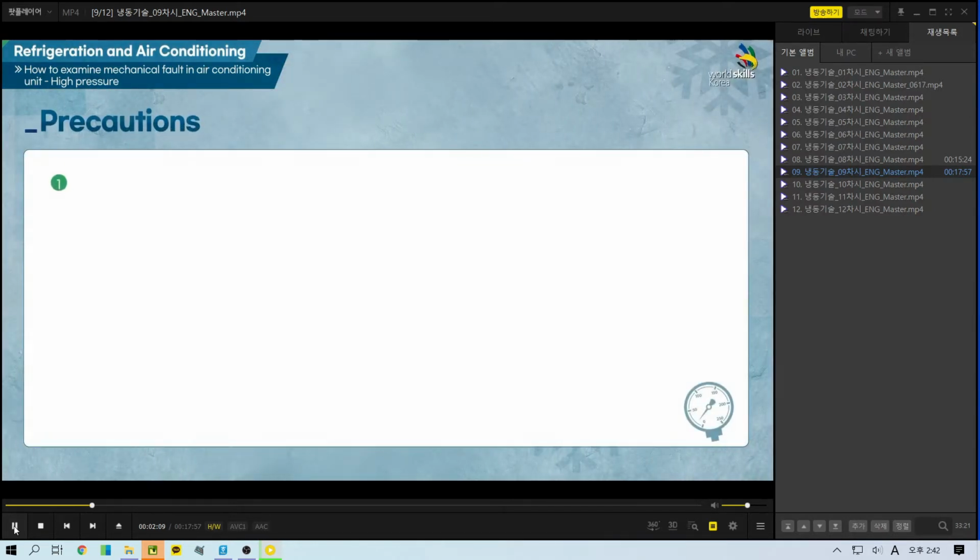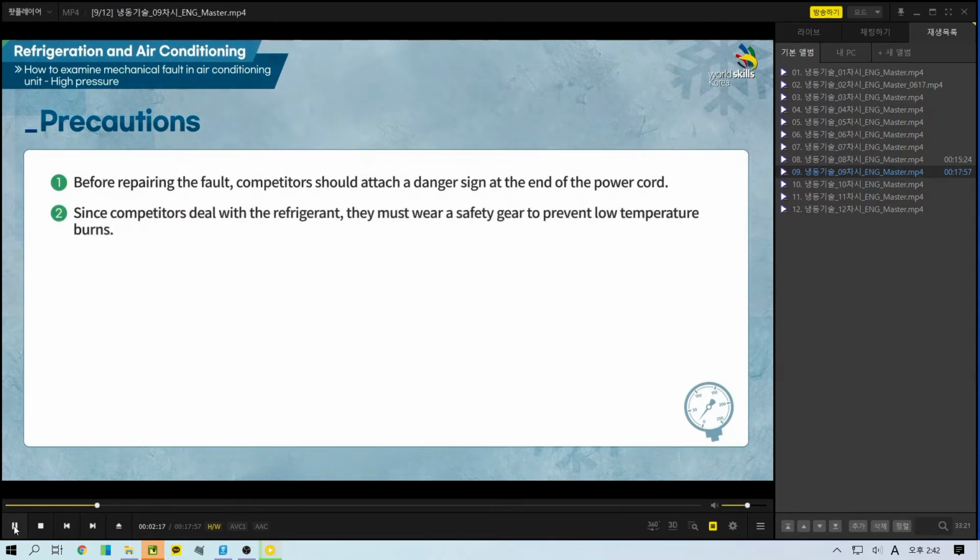These are precautions. First, before repairing the fault, competitors should attach a danger sign at the end of the power cord. Second, since this work deals with the refrigerant, make sure to wear safety gear to prevent low temperature burns.